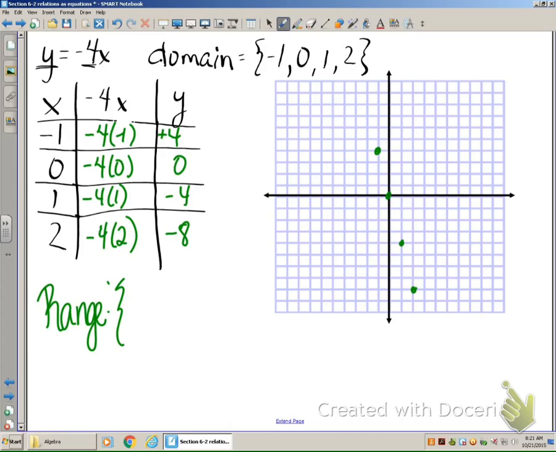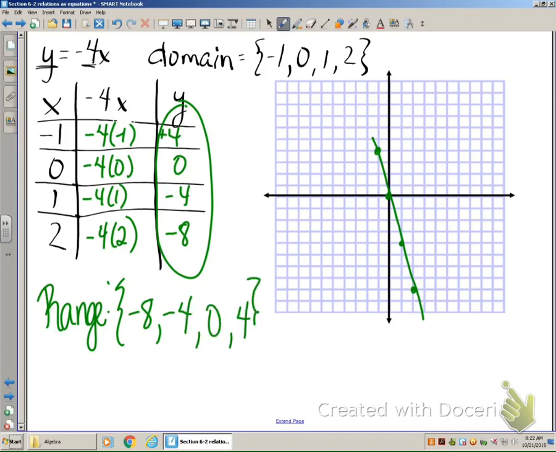So then I have my listing of ordered pairs. -1, 4. I plotted it. -1, 4. 0, 0. 1, -4. And 2, -8. So there is my graph. Now I need to write out my range. What is my range? It's just my y values. We always put them in order from least to greatest. So it's -8, -4, 0, and 4 is the range for this given equation.